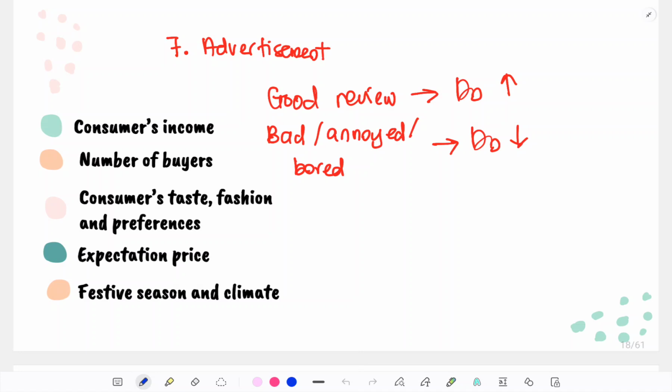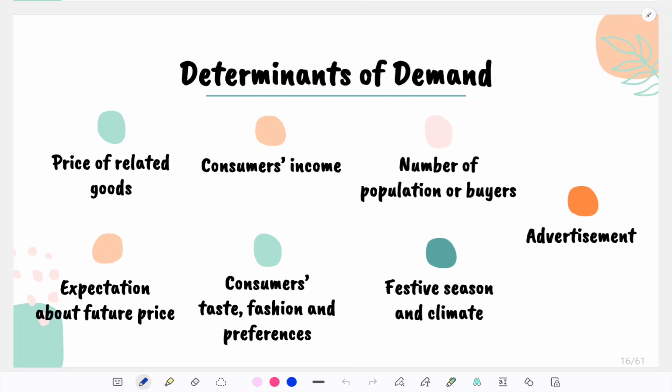Okay, so let's recap. What are the seven main factors that shift our demand curve? These are the seven factors: price of related goods, consumers' income, number of population or buyers, expectation about future price, consumers' taste, fashion and preferences, festive seasons, and advertisement. Remember, all of these can increase or decrease demand even if the price of the product stays the same.